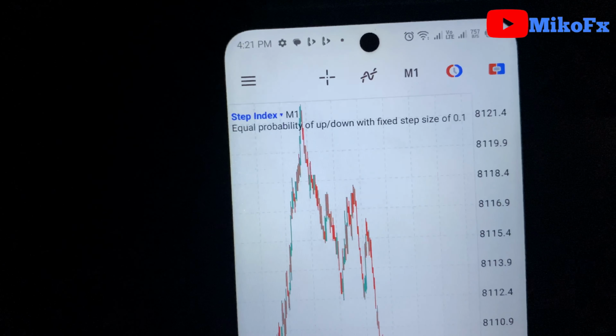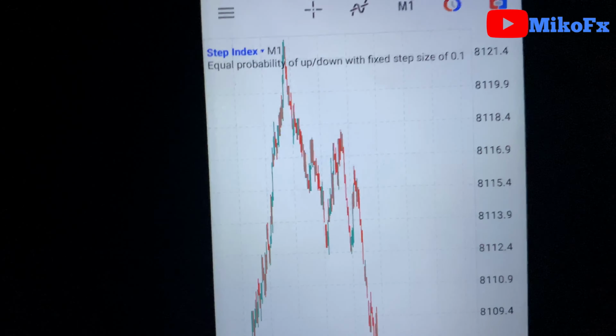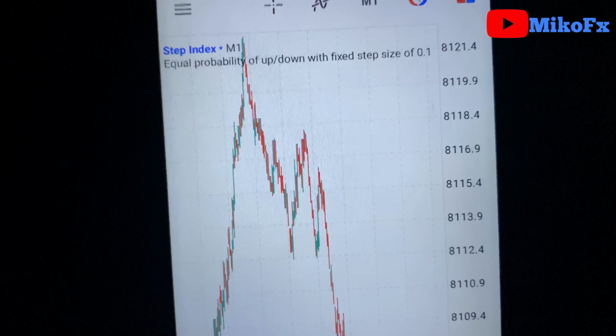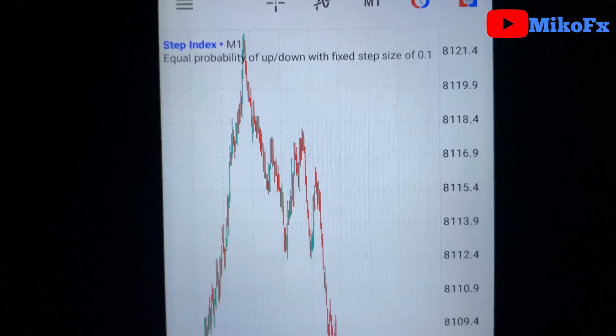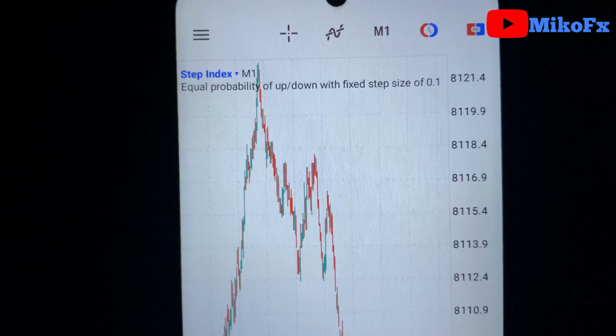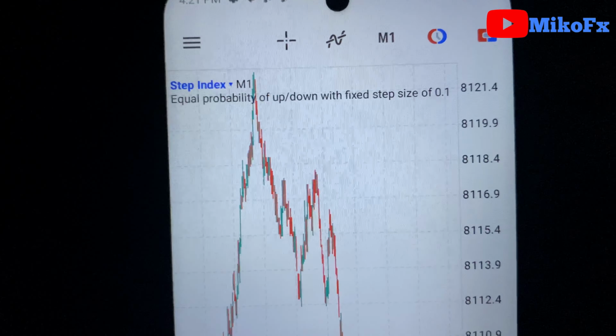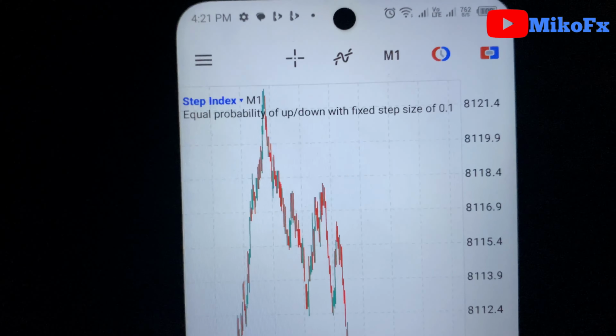The first tip I want to drop before I start taking any trade is, if you're trading a $10 account, don't risk more than a dollar on a single trade. Never risk more than a dollar on a single trade. So all the trades I'll be taking today, I'll be risking only $1, and the risk reward ratio will be either 1:1 and above. Once I see any trade opportunity, I'll continue the video, guys.